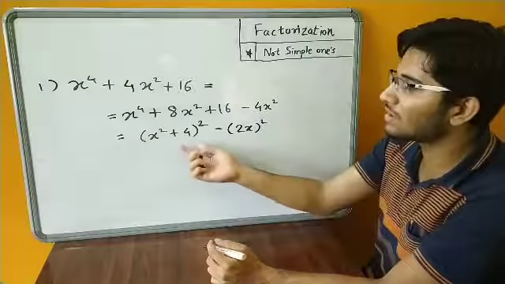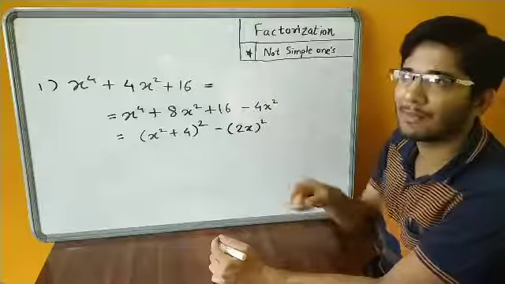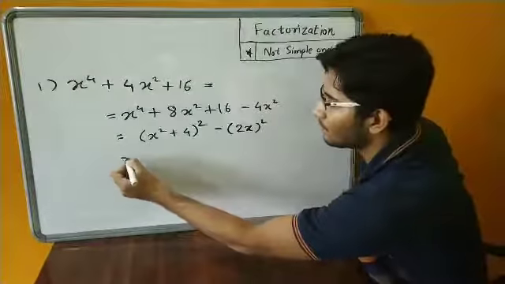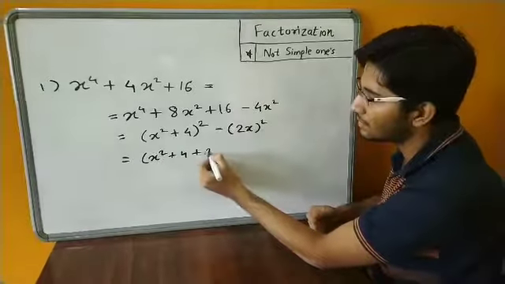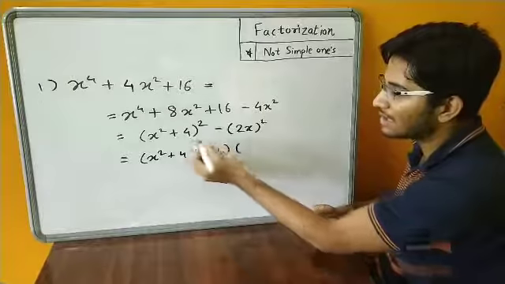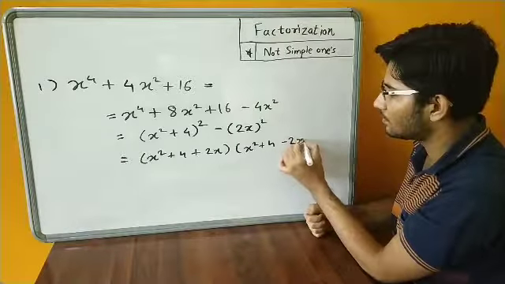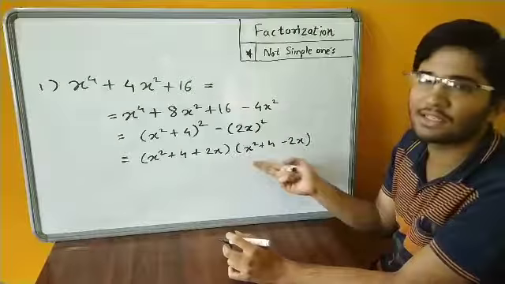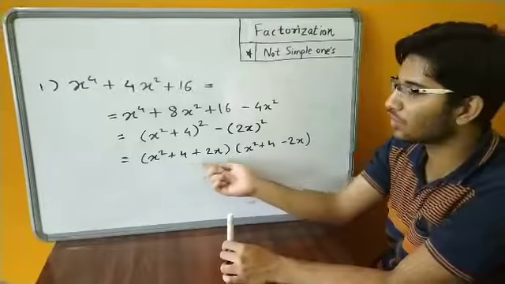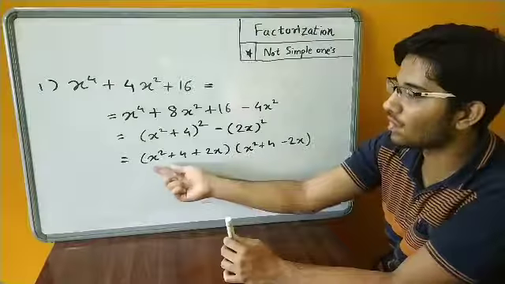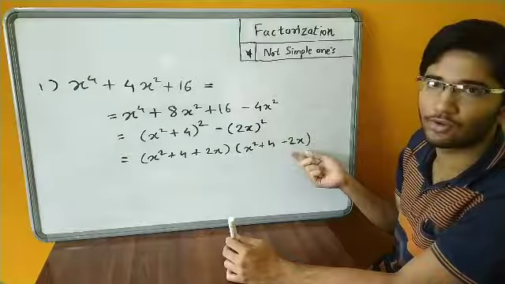And now we can write this in the a² − b² formula. a² − b² is (a + b)(a − b). So (x² + 4 + 2x) and then again (x² + 4 − 2x). And this is the factorization of this equation. Instead of writing x² + 4 + 2x, we can write x² + 2x + 4, and here also x² − 2x + 4.